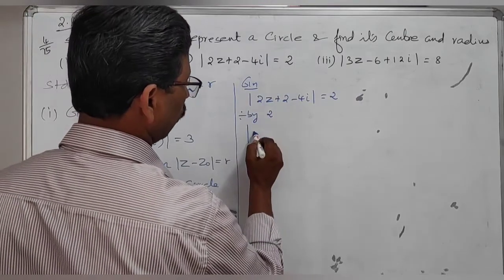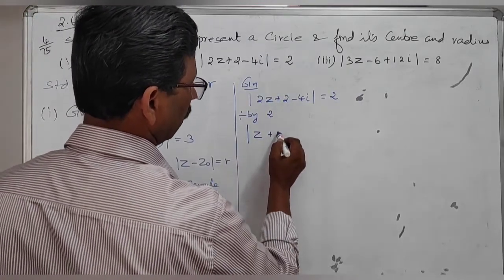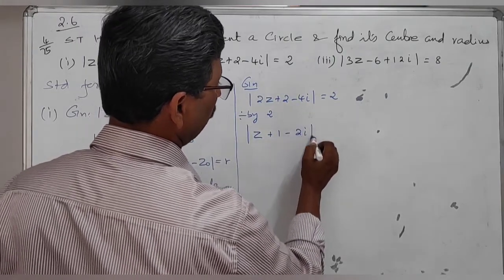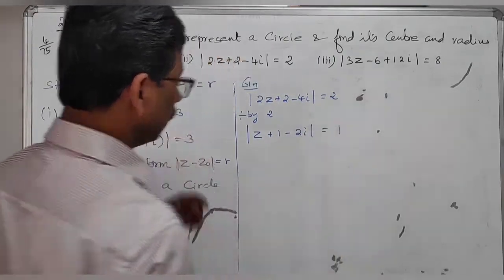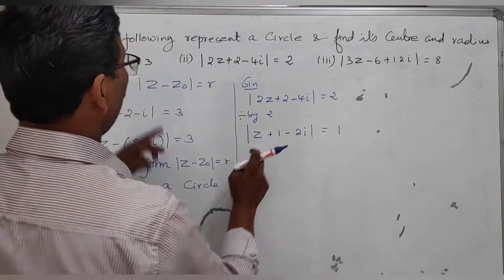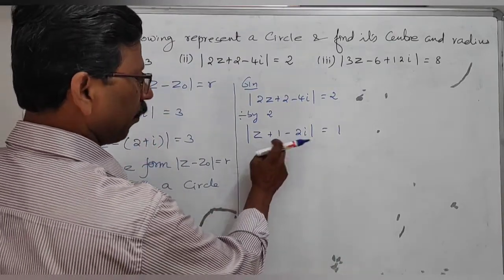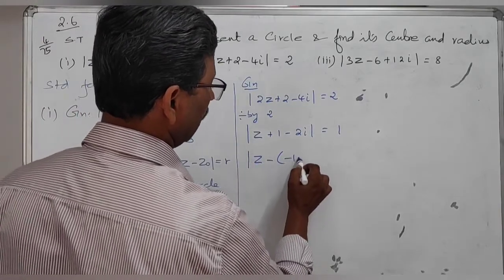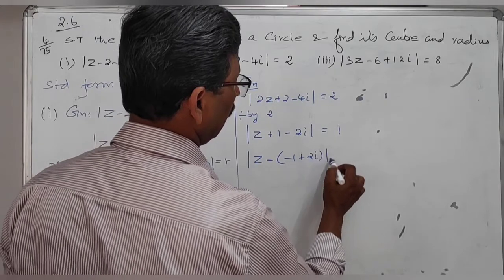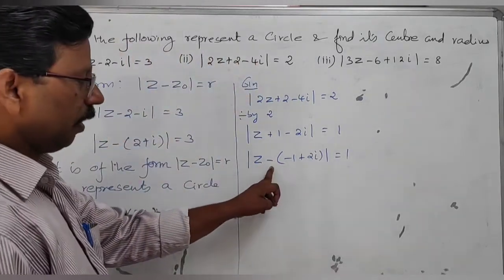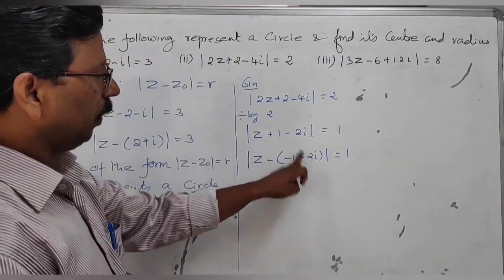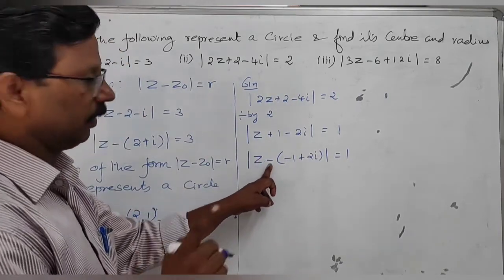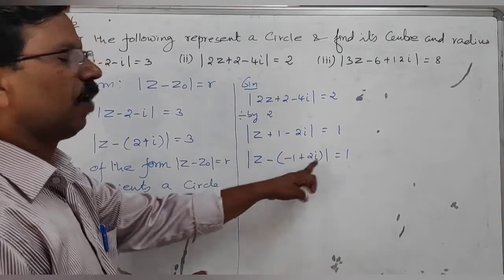2Z by 2 gives what? 1Z plus 2 by 2 gives 1, minus 4 by 2 gives what? 2I, which is equal to 1 because 2 by 2. Now again, it is not in this form, Z minus. Here you have plus. Therefore, take minus commonly outside. Z minus of minus 1 plus 2I, which is equal to 1. See here, minus of minus plus 1, minus into plus, minus here. Always you write immediately after Z, you must have a minus sign. Then you have the rectangular form of a complex number.